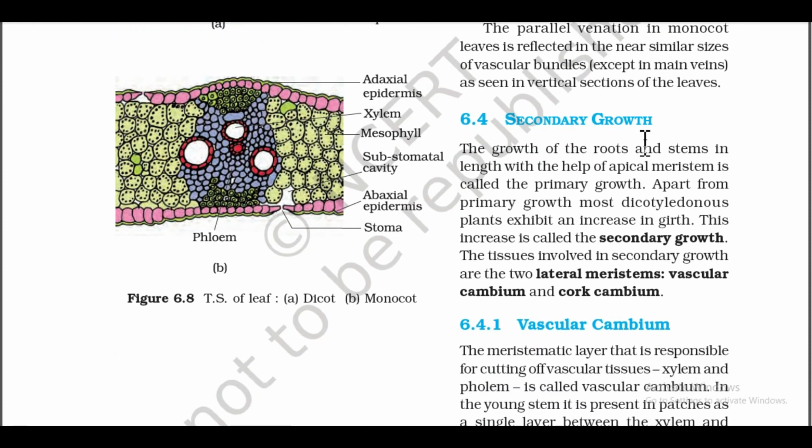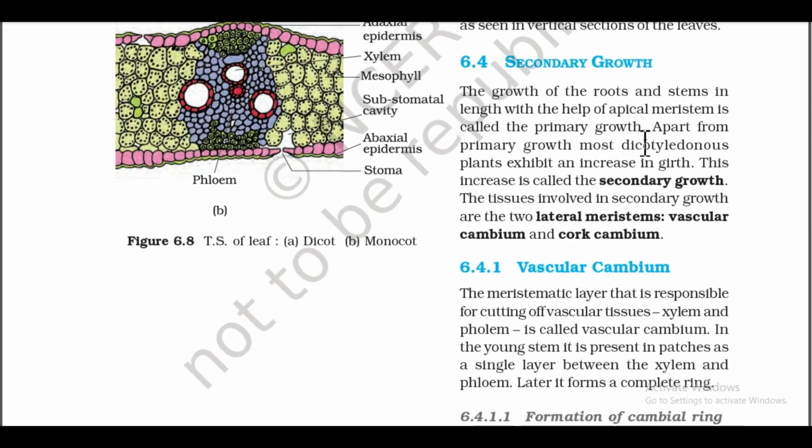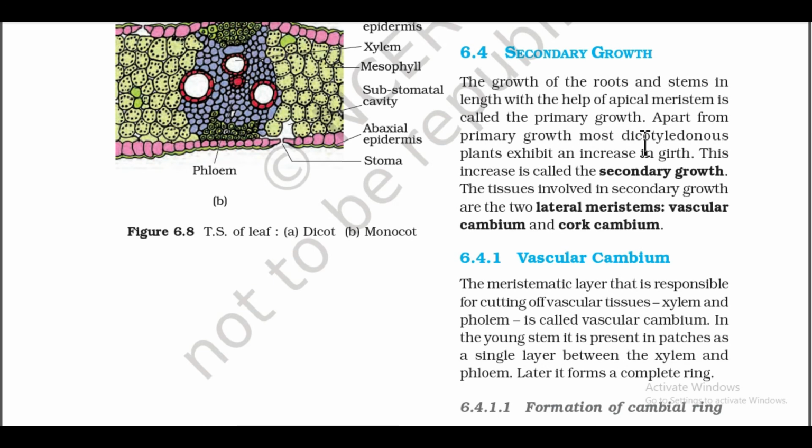6.4 Secondary growth. The growth of roots and stems in length with the help of apical meristem is called primary growth. Apart from primary growth, most dicotyledonous plants exhibit an increase in girth. This increase is called the secondary growth. The tissues involved in secondary growth are two lateral meristems, vascular cambium and cork cambium.